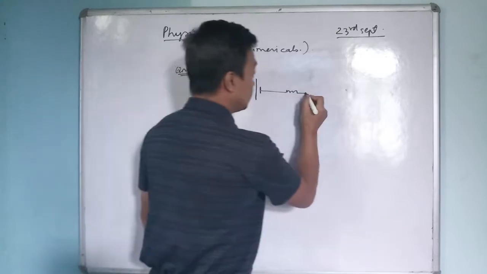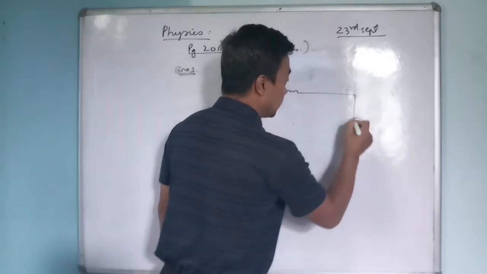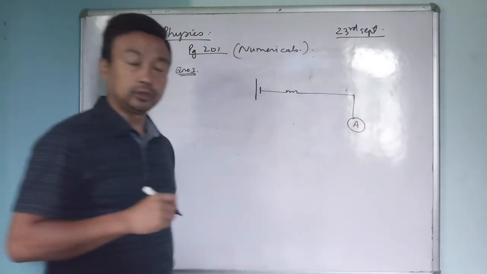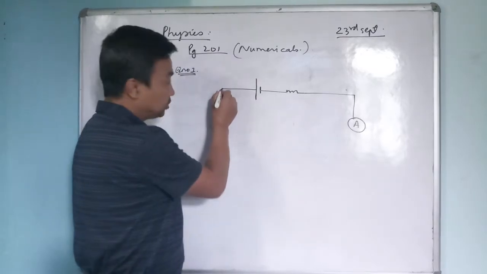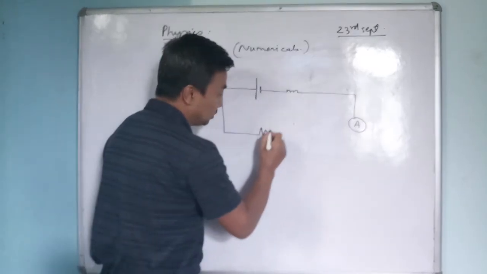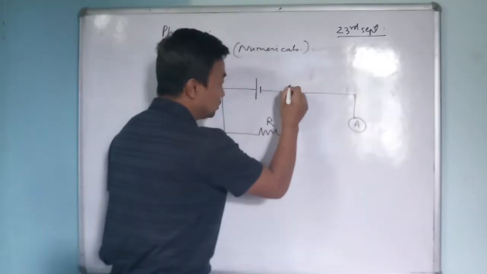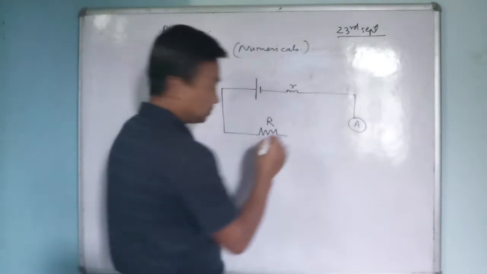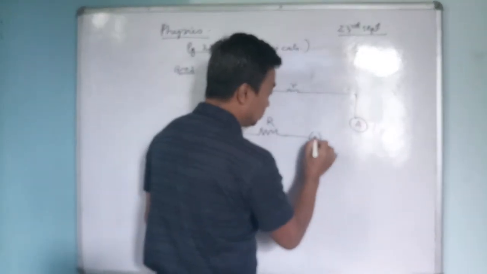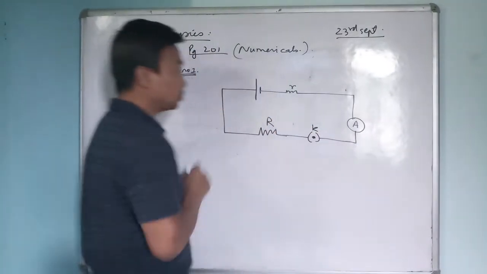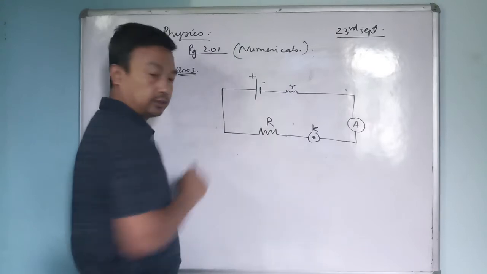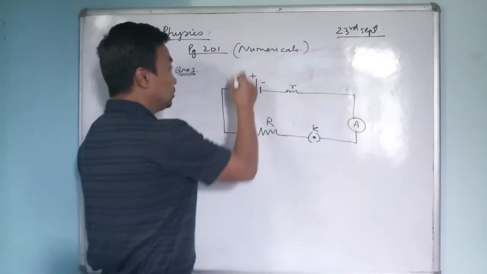Okay, and it is connected to the ammeter. Ammeter is the instrument to measure the flow of the current, and from this positive terminal, there is one external resistance given to you. This is internal resistance, and there is a plug key here. So this is a setup. This is the positive and this is the negative.